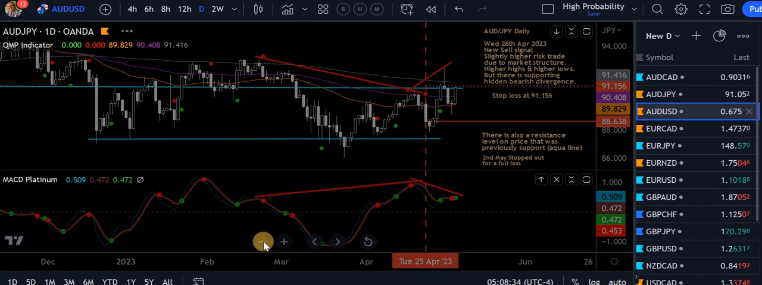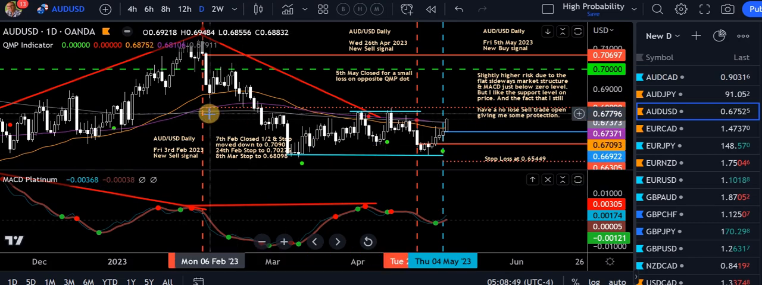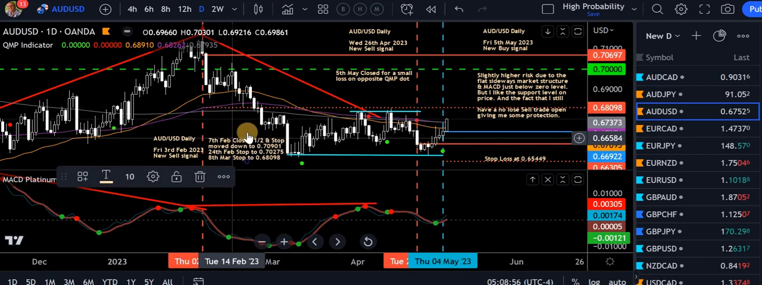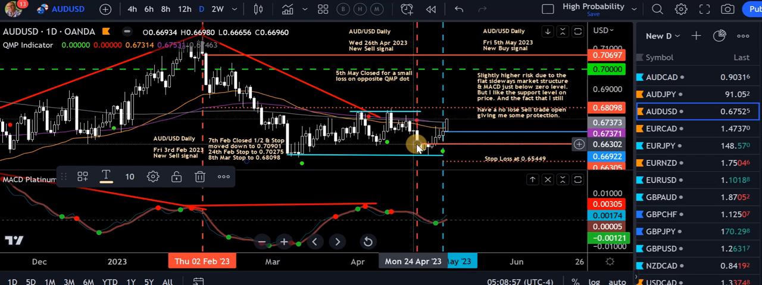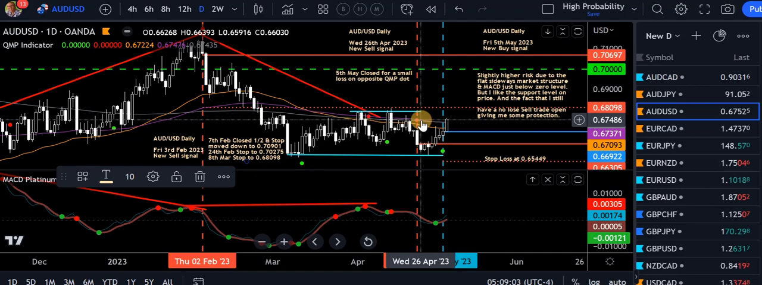Aussie USD, highlighted in the orange. Righto, what have we got here? We're in a sell from back here, 3rd of Feb. So there's a sell there, there's a stop in place there. There's a trade management. You can read that if you wish. Took another sell 26th of April. So let's get here, yeah, 26.